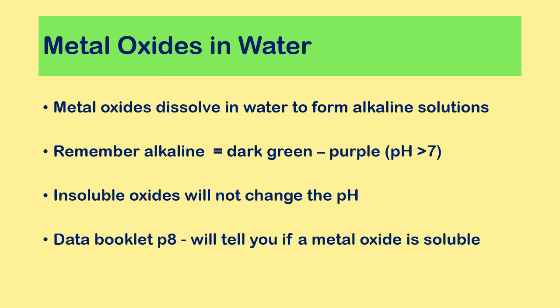You need to be aware that page 8 of your data booklet has a big table, and on that table, if you look at the column that's titled oxide and look down the range of metals in that column, you can use that to determine whether or not a metal oxide is soluble or not. If that metal oxide is soluble, it will be an alkali. If that metal oxide is insoluble, it will not do anything to the pH of a solution.